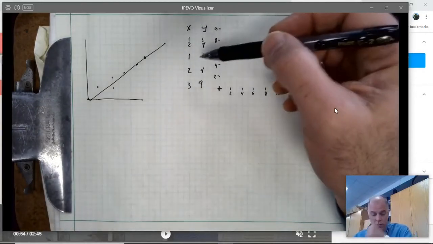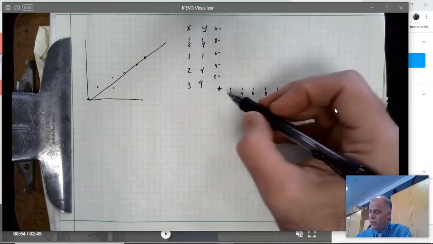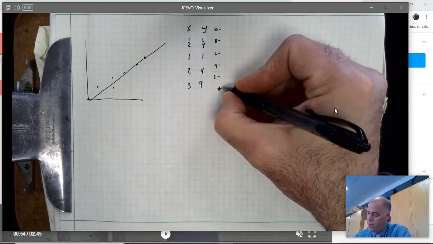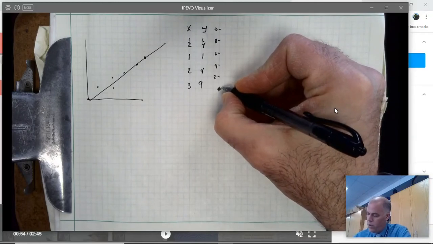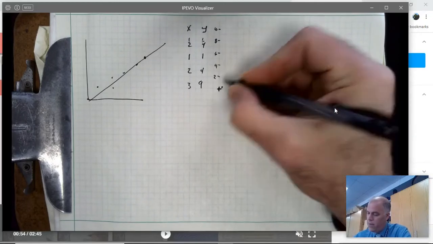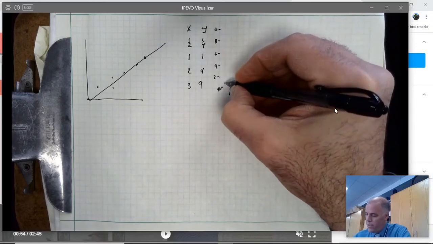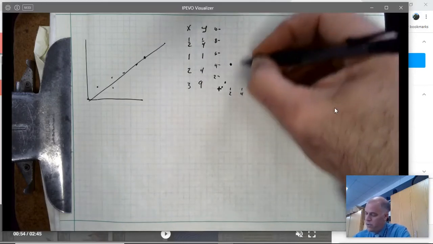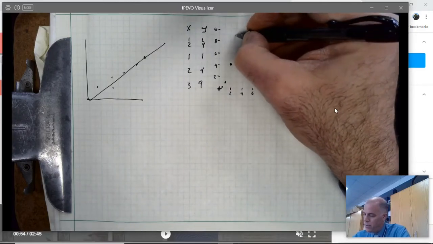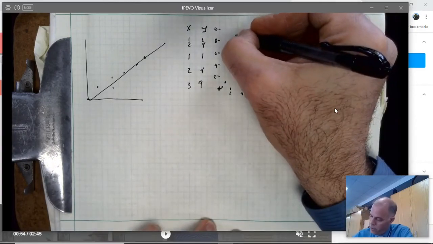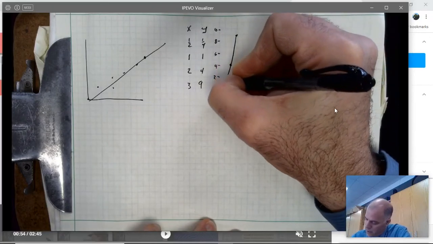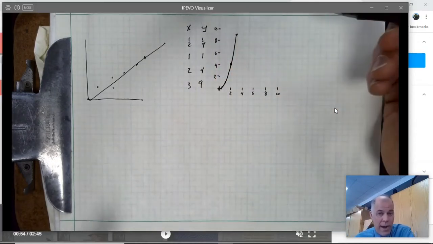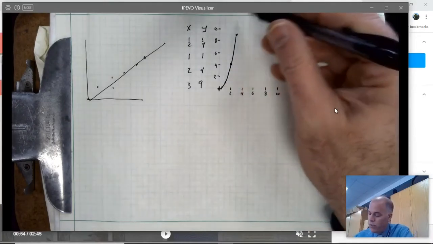Suppose we have this data set. We have X values and Y values. When X is 1/2, Y is 1/4, which would be right about here. When X is 1, Y is 1, that's about here. When X is 2, Y is 4. When X is 3, Y is 9, which is about here. When we graph those, we get a curve like this, which you will probably recognize as a parabola. So it's a curved line.